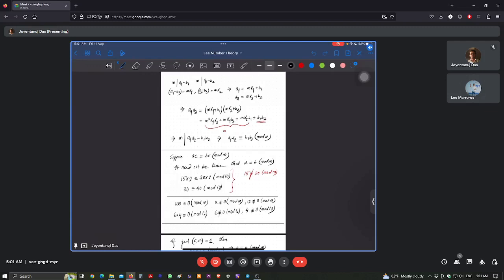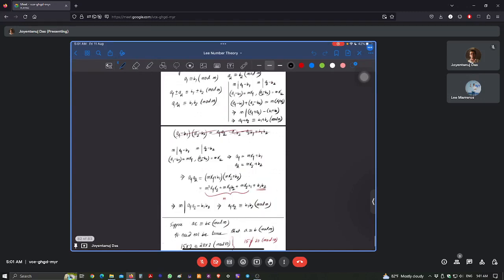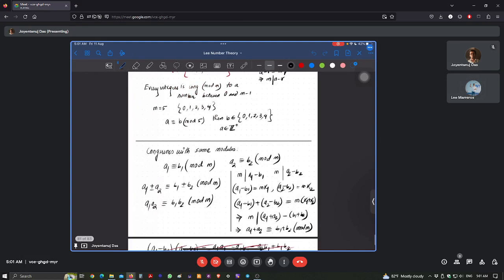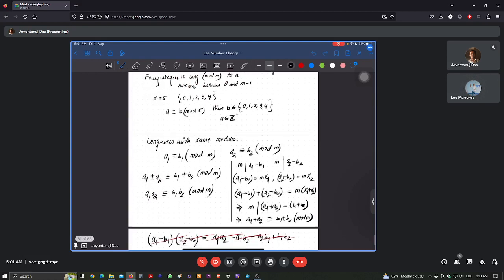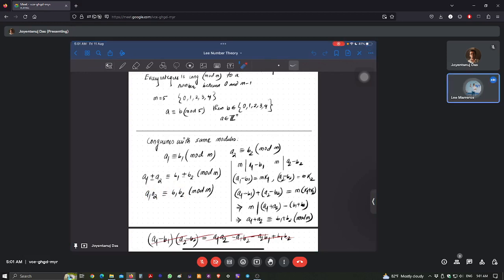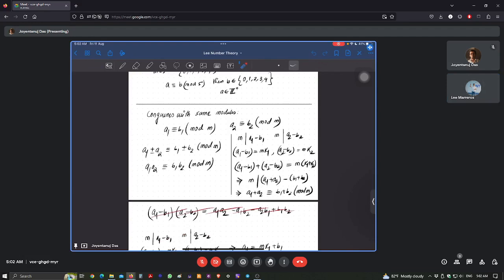Okay, so we saw a few properties of congruences. Just to recall, we saw that if a1 is congruent to b1 modulo m, and a2 is congruent to b2 mod m, then we can add and subtract. They will be congruent, and also the product will be congruent. a1 a2 is congruent to b1 b2 mod m. Addition, subtraction, and multiplication.